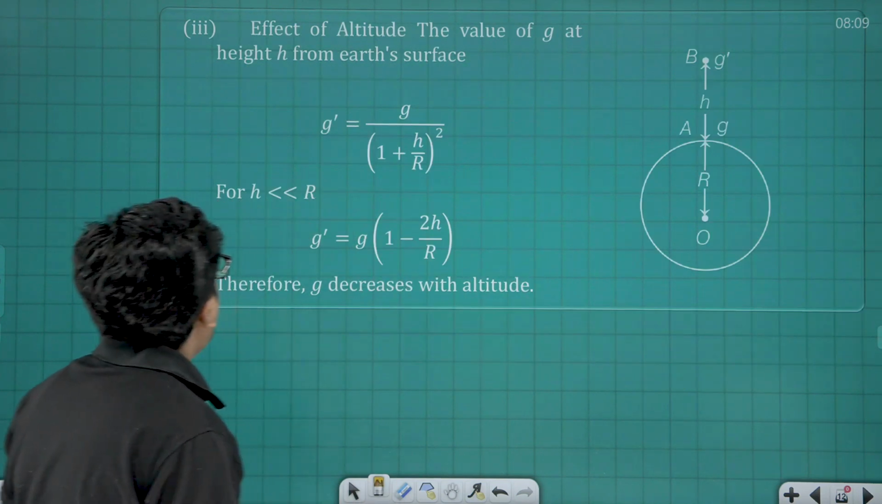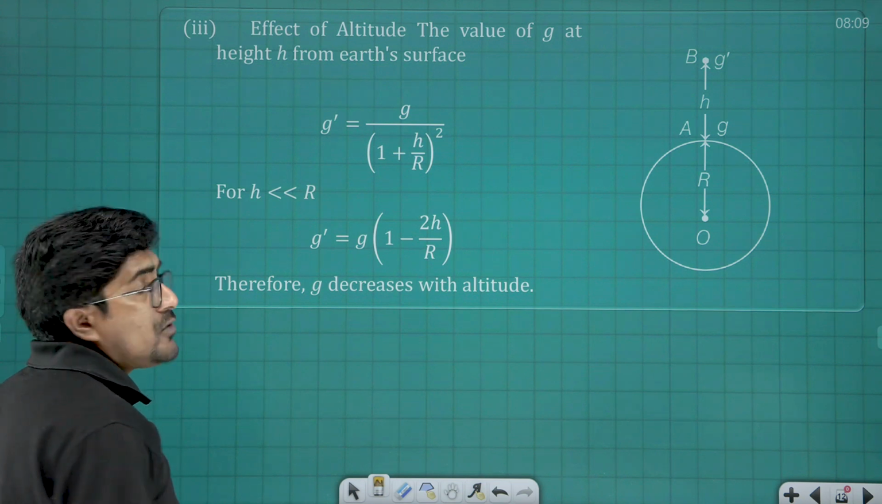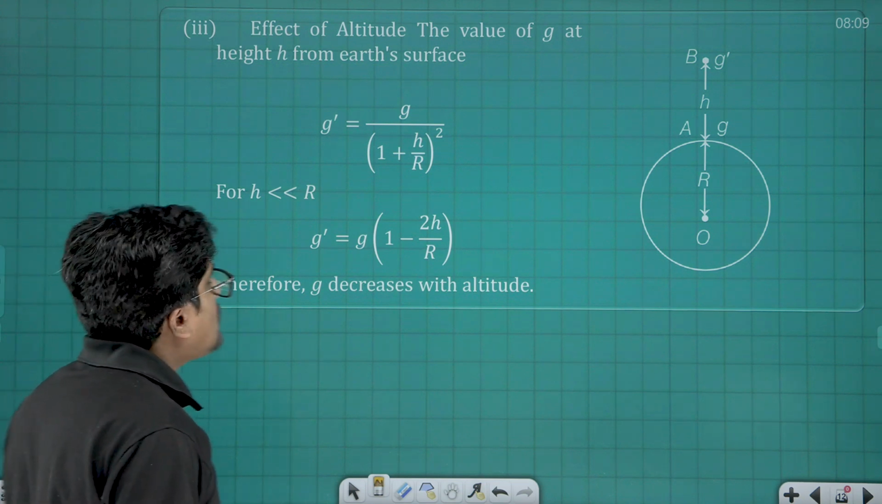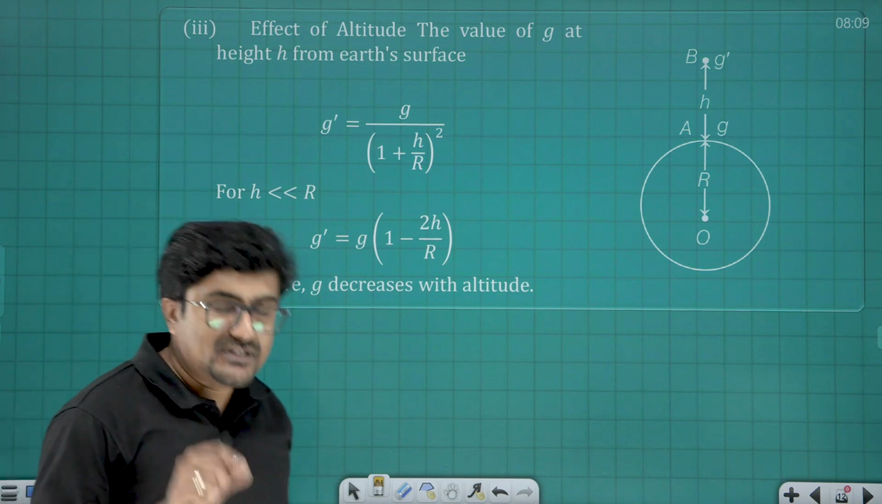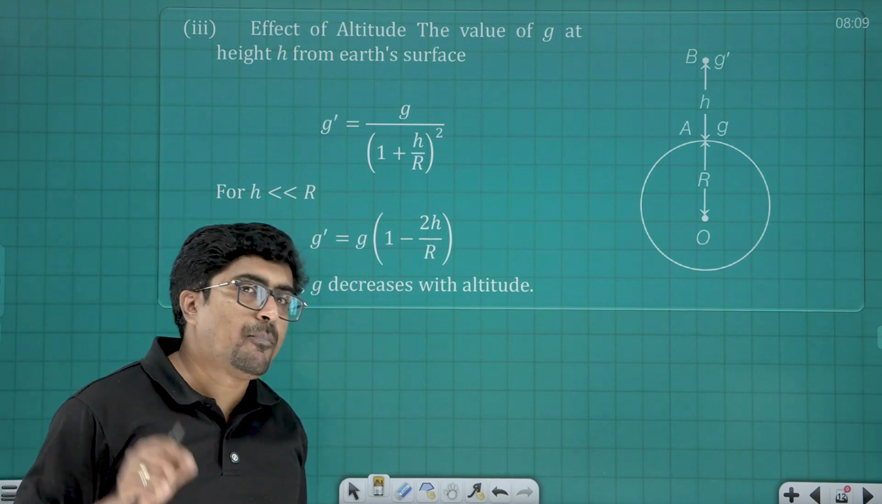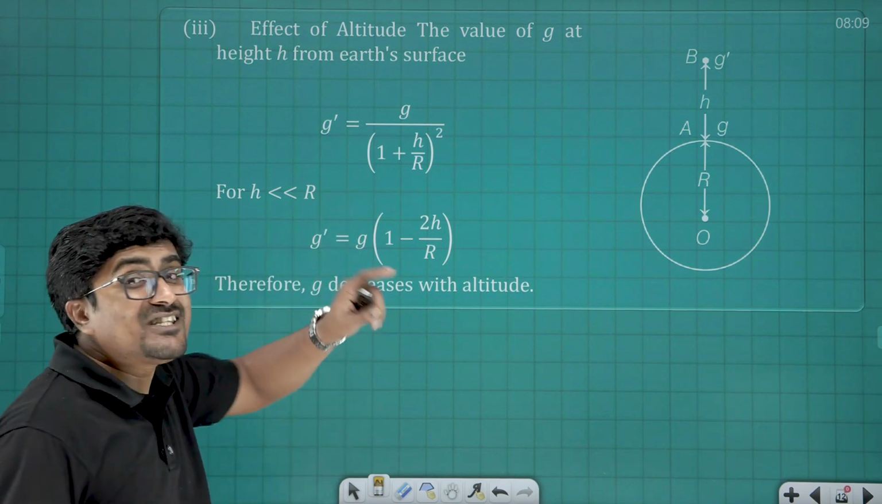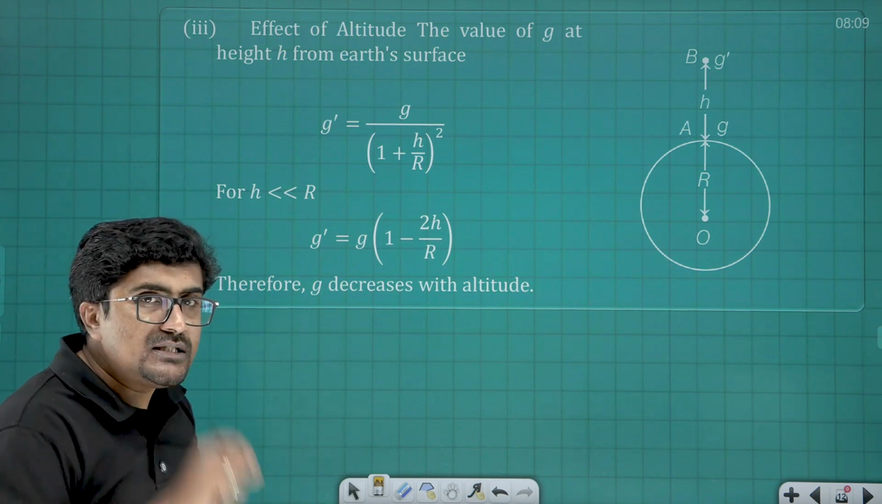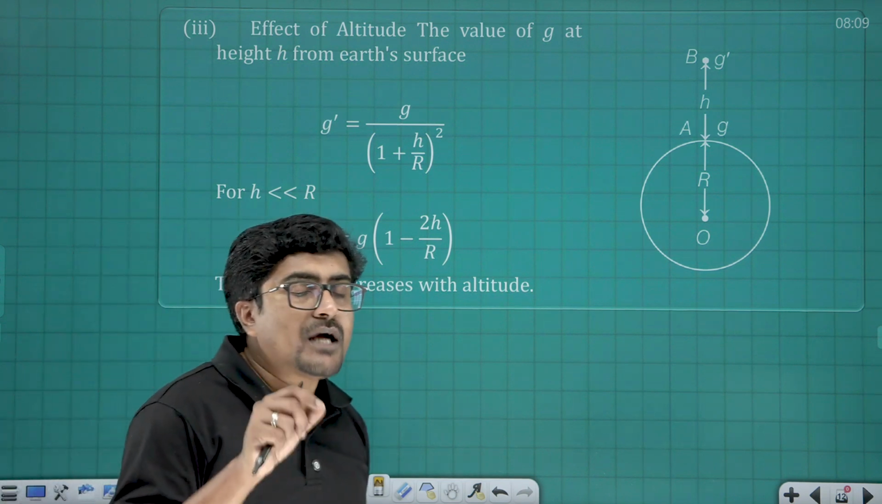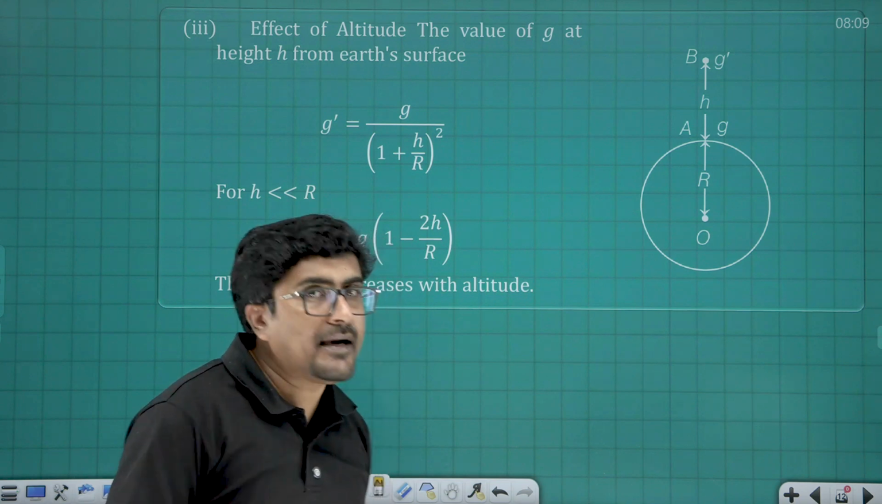Now the next one is the altitude. With respect to the altitude, the standard expression is g dash is equal to g upon 1 plus h by r the whole square. I repeat, g dash is equal to g upon 1 plus h upon r the whole square. That is the standard expression.